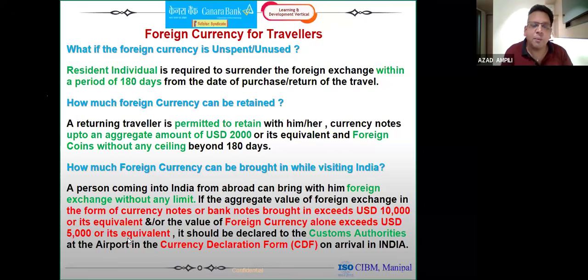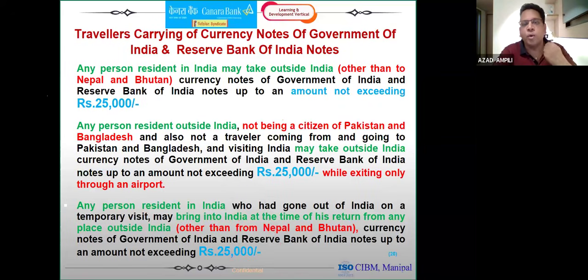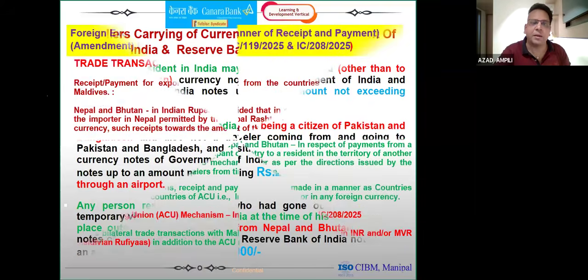A person coming into India from abroad can bring with him foreign exchange without any limit. If the aggregate value of foreign exchange in the form of currency notes or banknotes exceeds 10,000, it means somebody is bringing traveler's checks and currency more than 10,000. They can bring it very well, but they have to give a currency declaration form to customs authorities. That's it. And Indian rupees, when you are going out of the country, 25,000 Indian rupee currency notes you can carry or bring back.